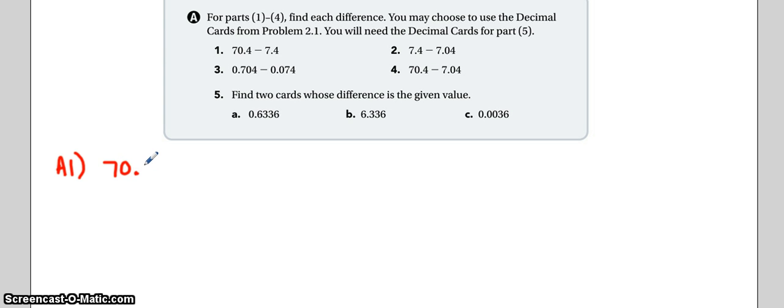Unlike addition, subtraction is not commutative, so the order of our problems, or order of the numbers, matters. So the 70.4 or 70 and 4/10 comes first, and then we subtract the 7 and 4/10 or 7.4 from that one. Line up our decimals. So 4/10 minus 4/10 would give us 0. We bring down our decimal point.